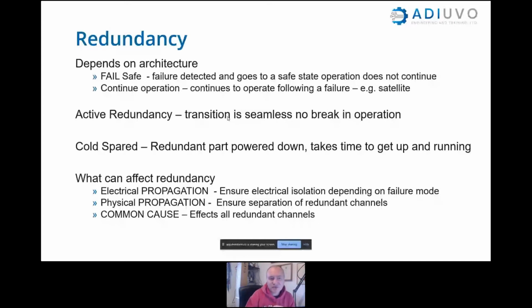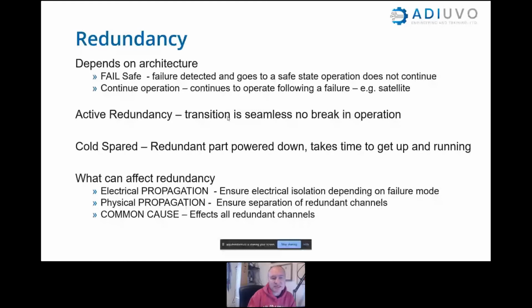With redundancy, we can make it fail safe, which just detects a failure and stops in a safe state, obviously, or we can continue operation such that the system keeps going. So again, back to this avoidance versus tolerance type approach. We could have active redundancy, in which case we would see no break in operation, or we could have cold spared redundancy, where we have an entirely parallel unit set up and ready to go, but that'll take some time to power up and bring on.